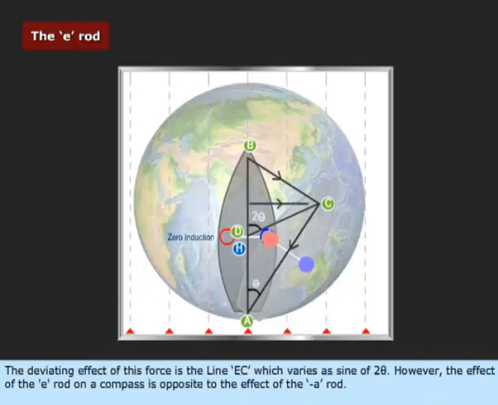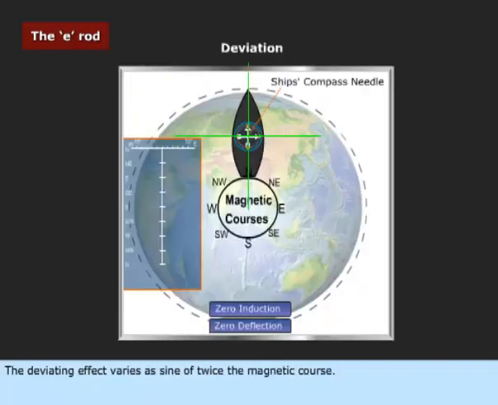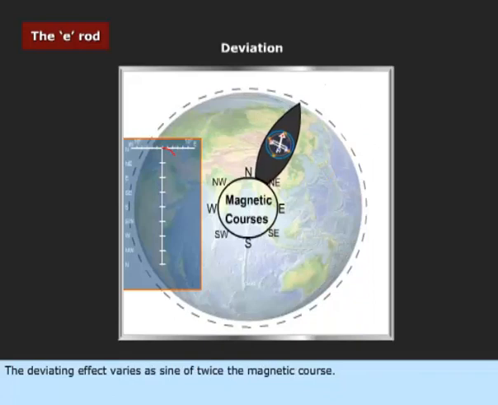The deviating effect of this force is the line EC, which varies as the sine of 2 theta. However, the effect of the E-rod on a compass is opposite to the effect of the negative A-rod. The deviating effect varies as the sine of twice the magnetic course.